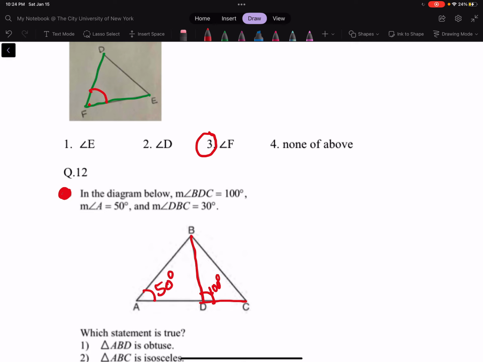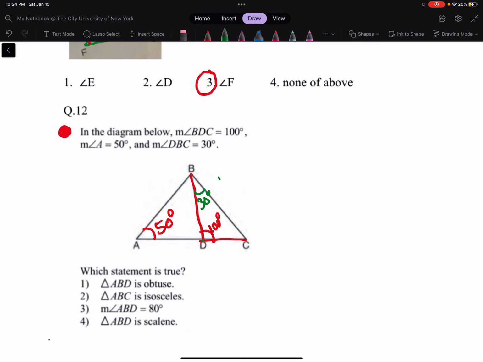And the measure of DBC, okay? So DBC, this is 30. Now they ask which statement is true. This angle A, triangle ABD is obtuse. Now let's see who is ABD. A, B, and D, okay?